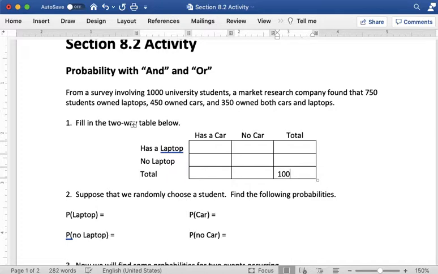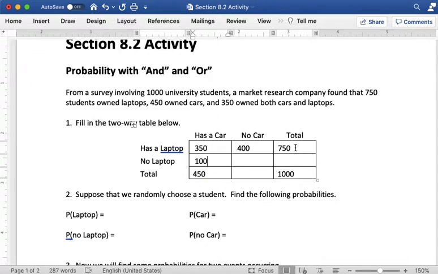I'll start with the fact that 1,000 students were involved in the survey in total. I know that 350 owned both cars and laptops. I know that the total number of students that had laptops was 750. And so the number of students who had a laptop but no car would be 400 if I subtract. The number of students who owned cars was 450. And so that means that 100 students owned a car but no laptop.